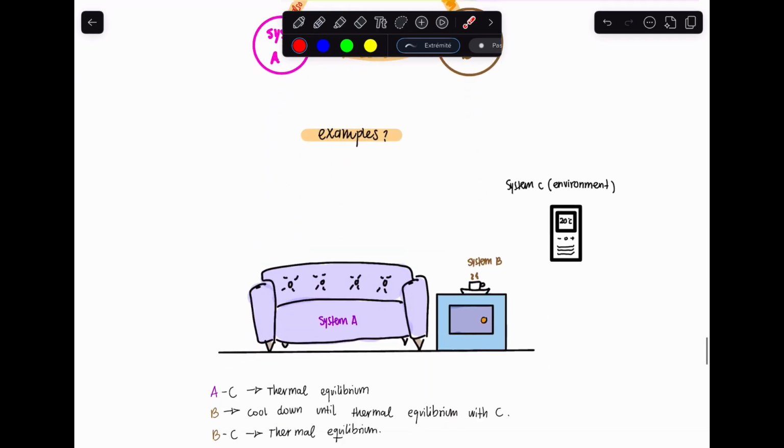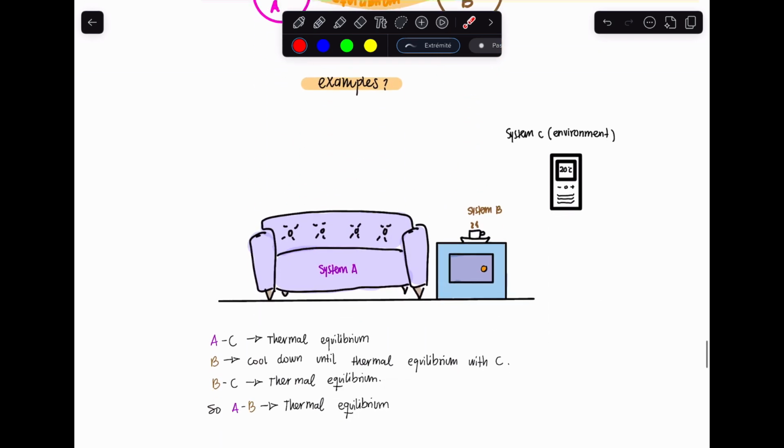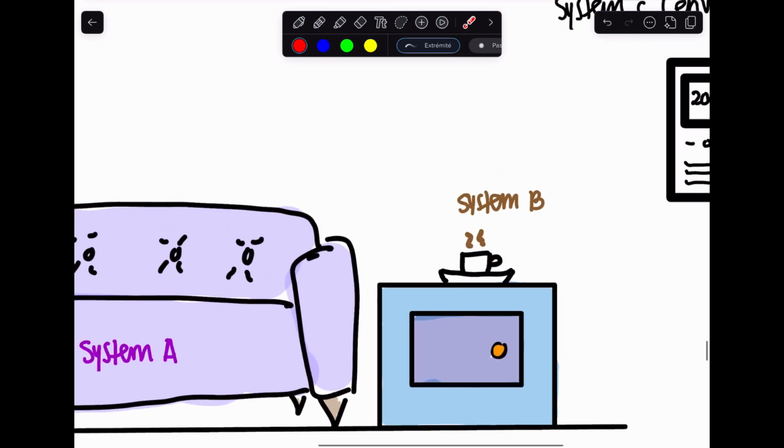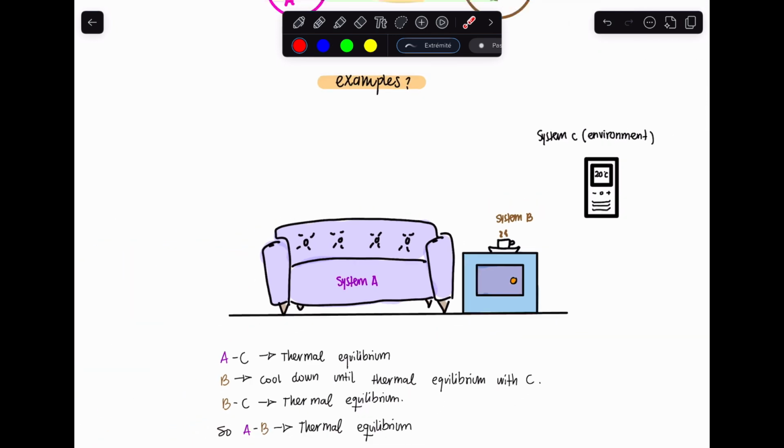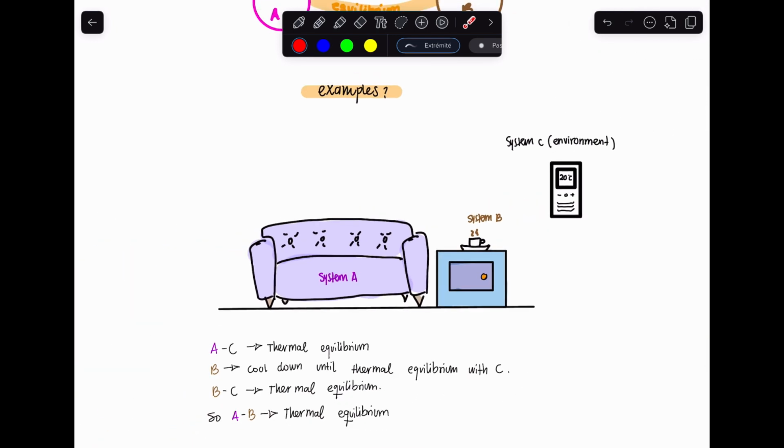So, for example, we have a sofa, system A, and the environment, which is system C. A is in thermal equilibrium with C. Then we also have a coffee in the room, system B, which is still hot, by the way, and this coffee will cool down, so lose heat, until it's in thermal equilibrium with the environment, so system C. Now C and B are in thermal equilibrium. Therefore, A and B are also in thermal equilibrium.